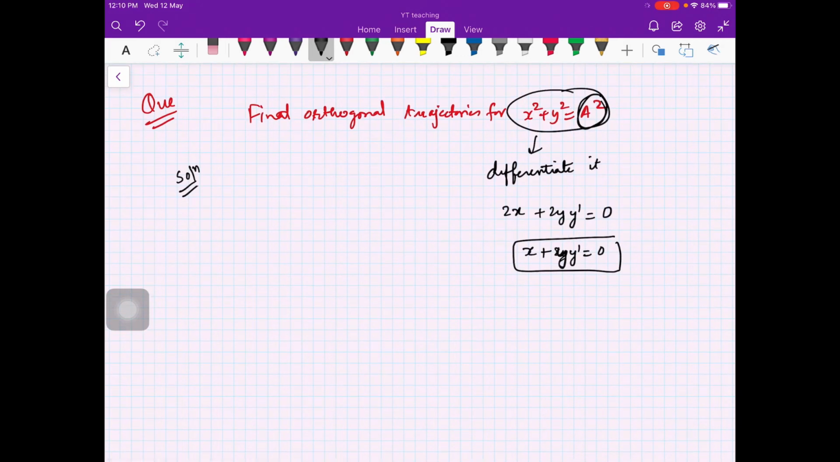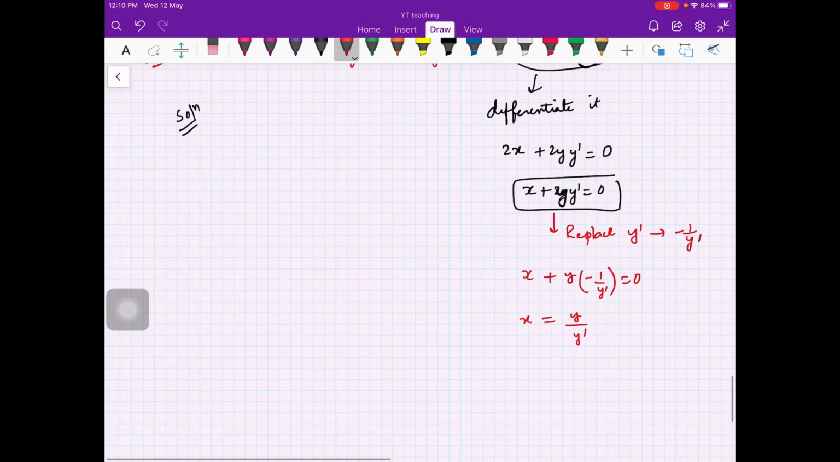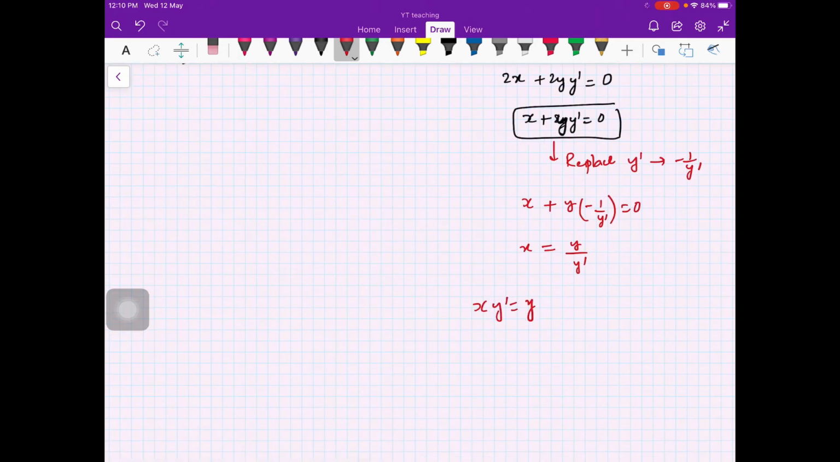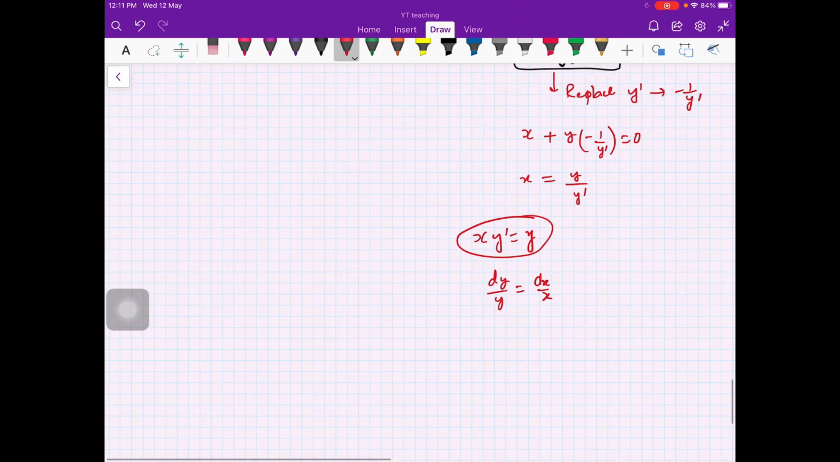And now, second step, replace y dash with minus 1 by y dash. So you'll get x plus y times minus 1 by y dash is equal to 0. So x is equal to y upon y dash. So you get x y dash is equal to y. Now you will solve this. This is variable separable again. So you have dy by y is equal to dx by x. Now you just integrate: log of y is equal to log of x plus log of a. So you get y is equal to ax.